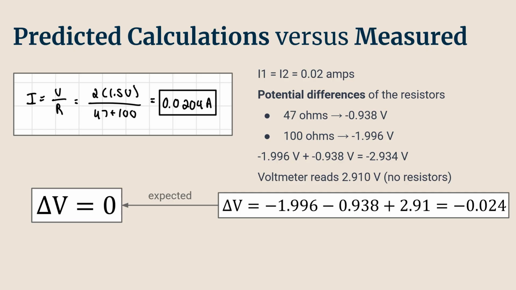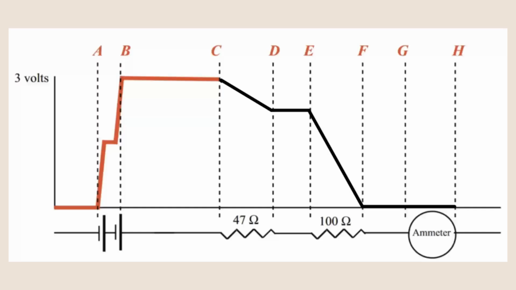This is slightly different from what we expected, which is delta V equals 0, and this may be due to the fact that there are external forces acting upon the system that we're not considering. There are also non-idealities in the system that we're not including in our calculations.